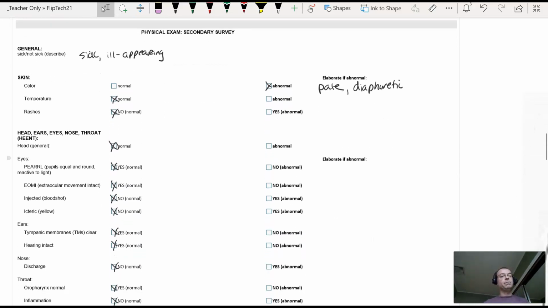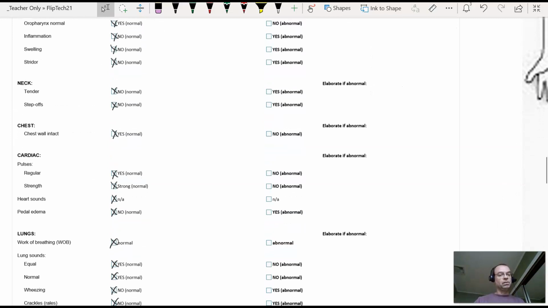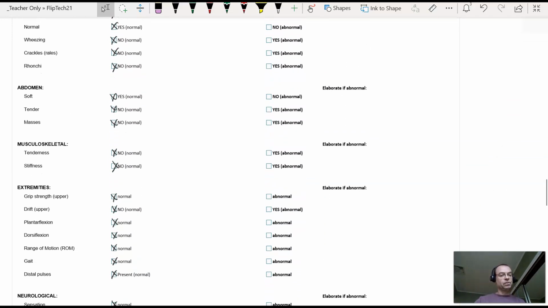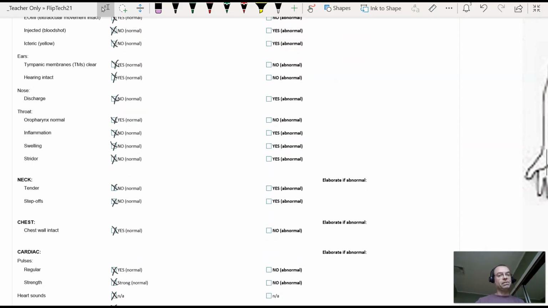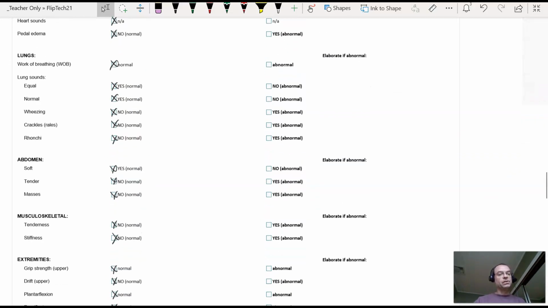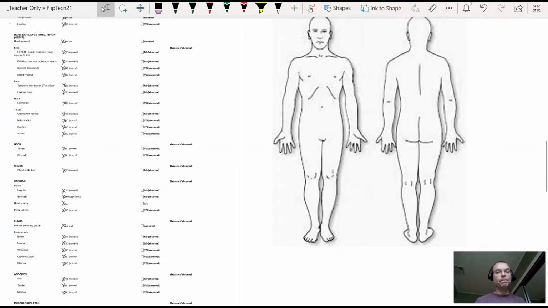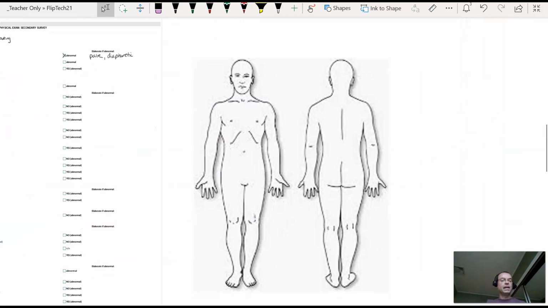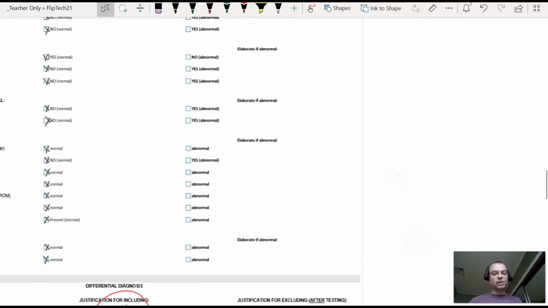So as far as physical exam goes, secondary survey, he's sick, he's ill appearing, his skin is pale and diaphoretic, head, ears, eyes, nose, throat is normal, all the way up until we get down to, that's it. Okay, everything else is normal on the physical exam. Oh, by the way, I have a spot over here for folks to diagram anything that they find on their physical exam. All right, so let's go back over here.